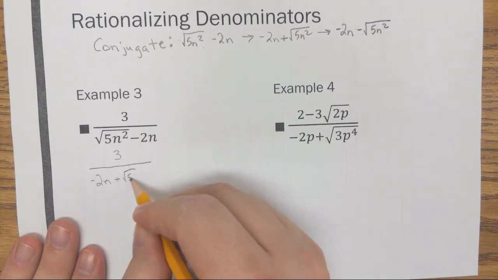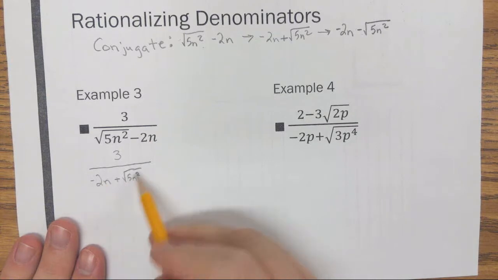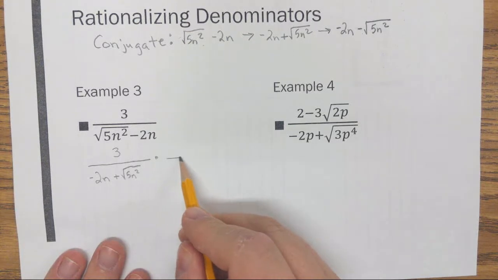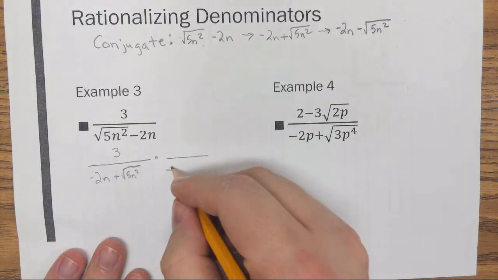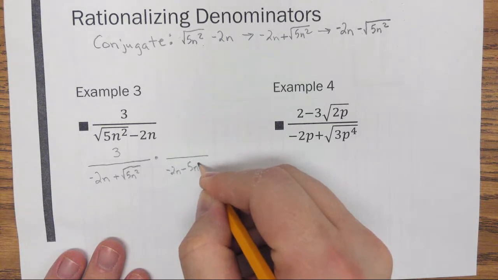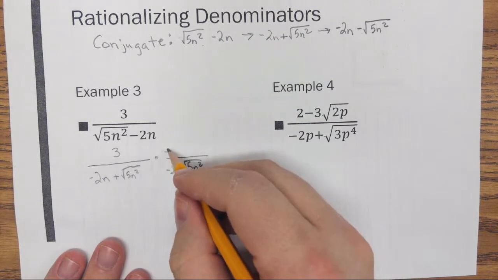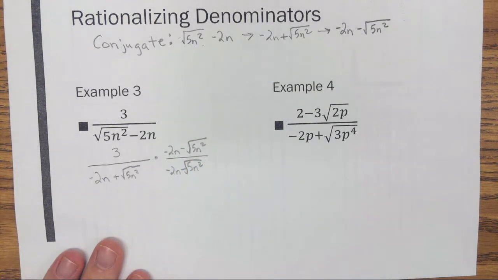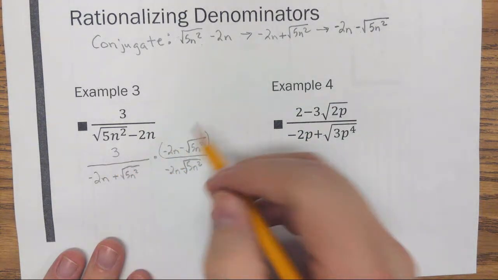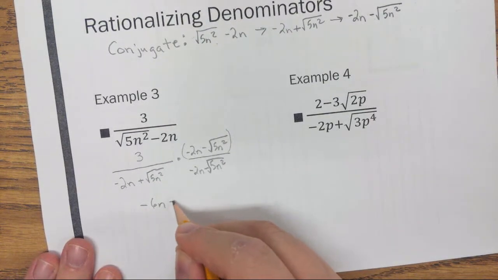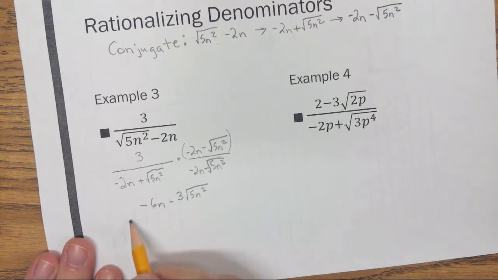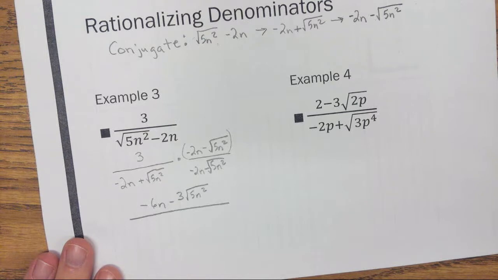Plus radical 5n squared. And then because I've got this, I have a binomial on the bottom, I have to multiply by the conjugate. Negative 2n minus 5n squared square root on top and bottom. So that doesn't change. Okay. Alright. Let's do the top first. I'm distributing the 3 through, so I get negative 6n minus 3 radical 5n squared. That's what I've got on top right now.